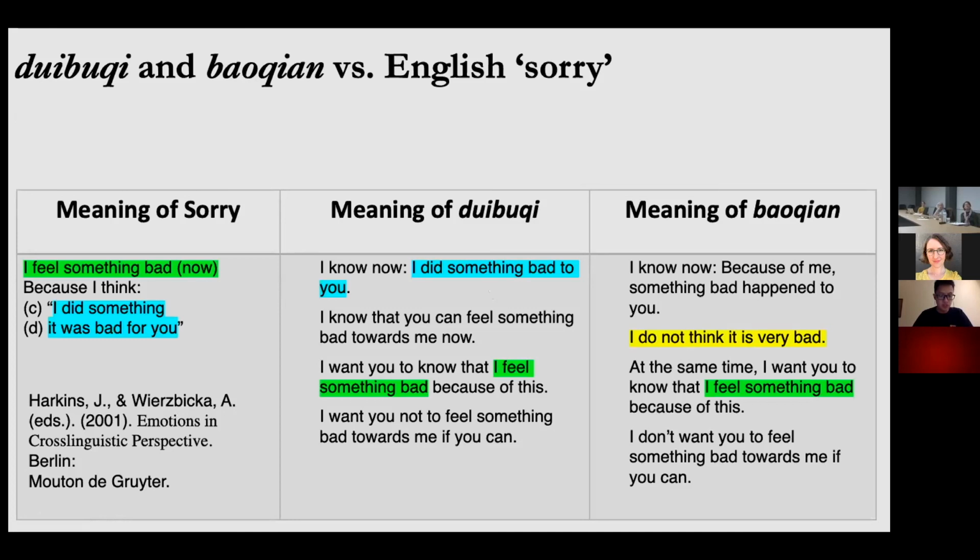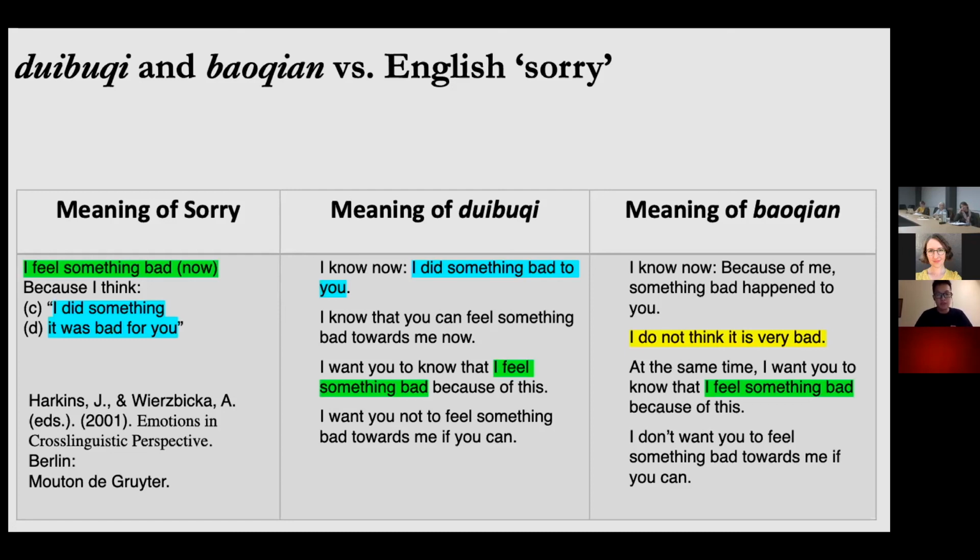So the meaning of sorry on the left is taken from a paper by the speaker. And it's stated here: I feel something bad now because I think I did something, it was bad for you. So this is similar to the meaning of 对不起, and I argue that 对不起 is actually the word that is more commonly associated with sorry, whereas 抱歉 is a word that has a meaning that is very, very different from sorry. So we can see the similarities highlighted in blue and green, where in sorry, it's I did something and it was bad for you. And in 对不起, I did something bad to you. So this is very similar.